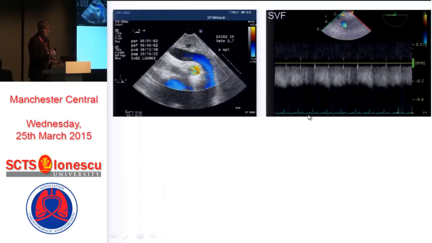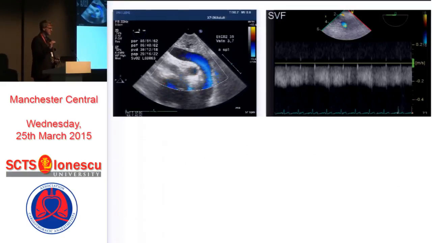A normal splenic vein and portal vein have laminar flow. There's no pulsatility. And when it becomes pulsatile, there's only one cause: the venous pressures are so high that they are transmitted from the heart to the splenic region. It's typical of right heart failure, tricuspid regurgitation, and also hypervolemia.